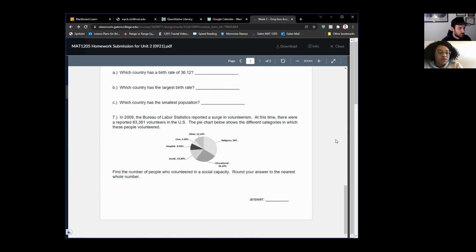Okay, the total amount of volunteers, I took 63,661 and multiplied it by the percentage, the social percentage, which was 13.90. I got 880,718. 880,000. Okay, so the thing that flagged my curiosity is we have this many people total, right? This right here is already too many.